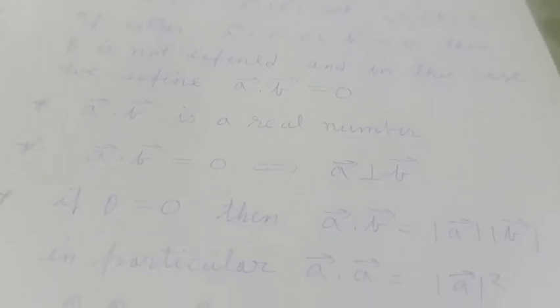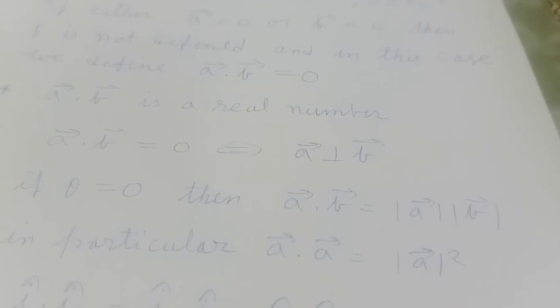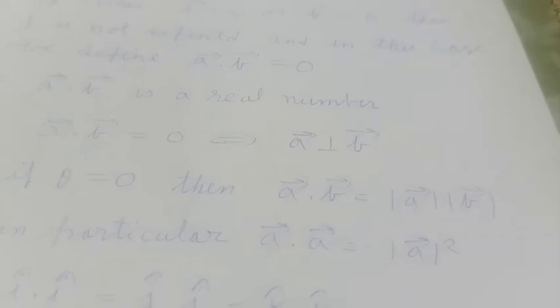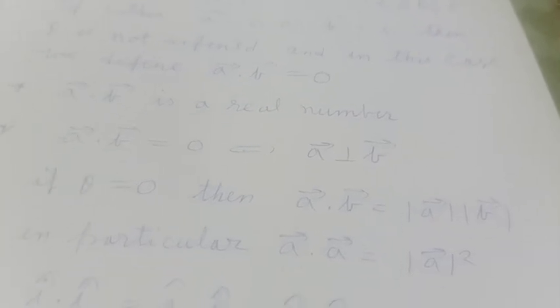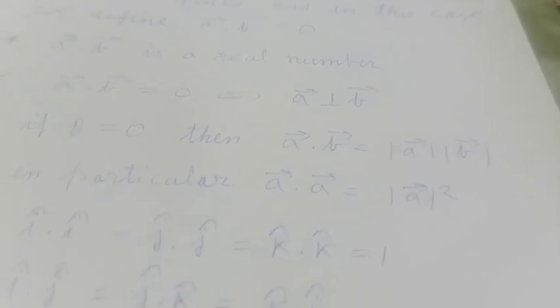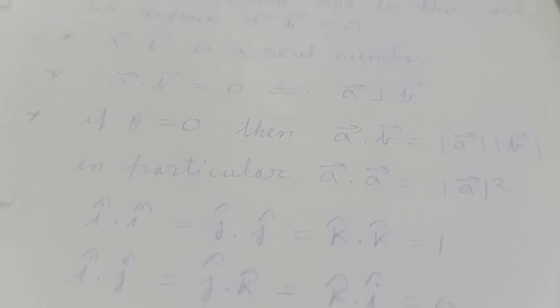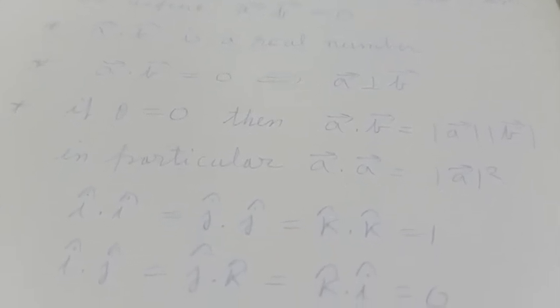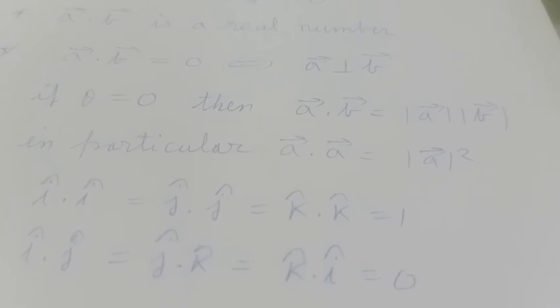Then if theta equal to 0, then vector a dot vector b equal to mod a mod b. It is clear from the definition. In particular, a dot a equal to mod a square. Then by above discussion we can say that i dot i equal to j dot j equal to k dot k equal to 1.